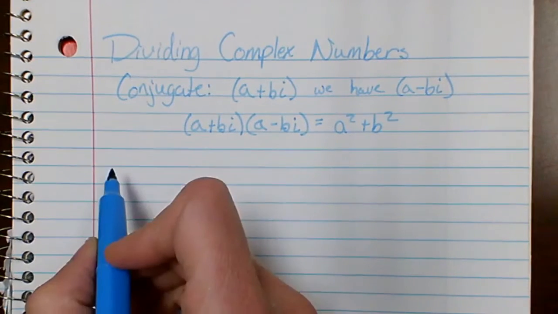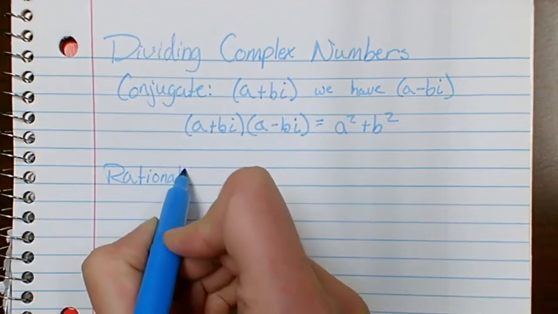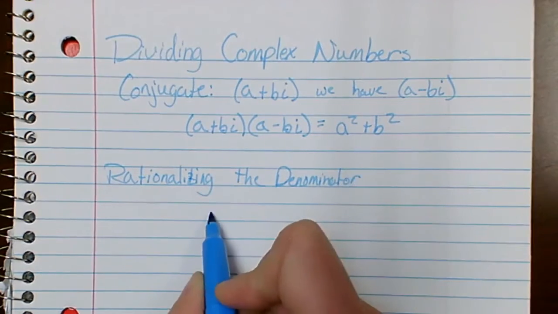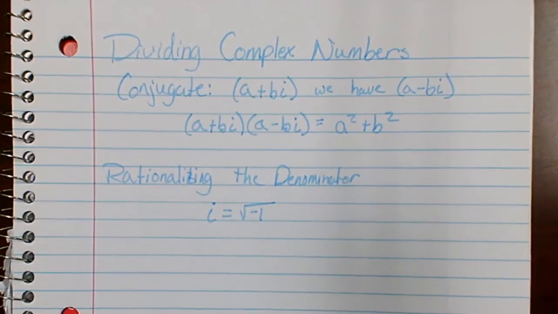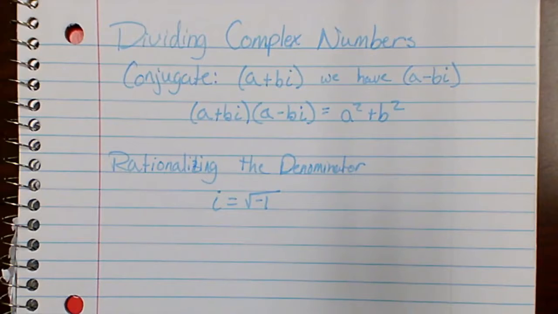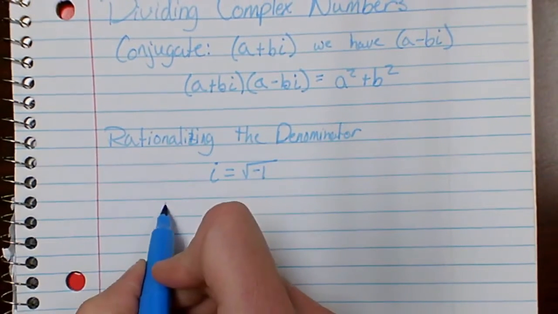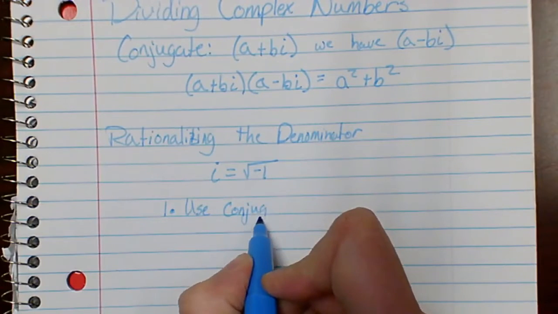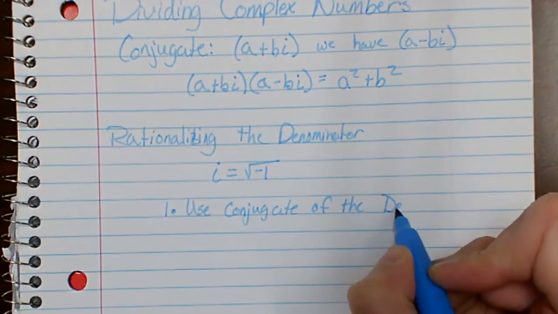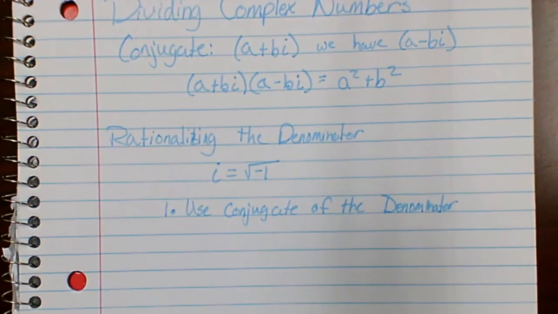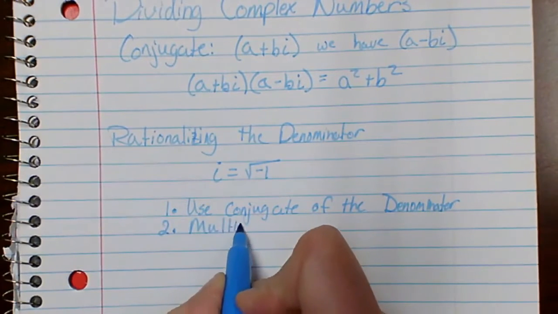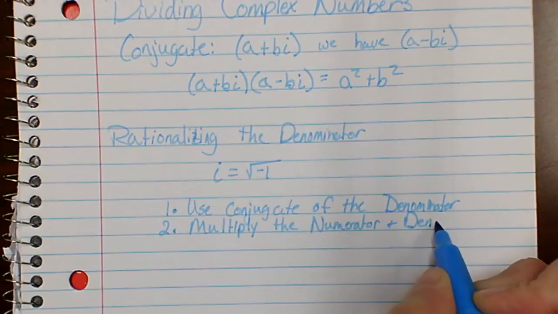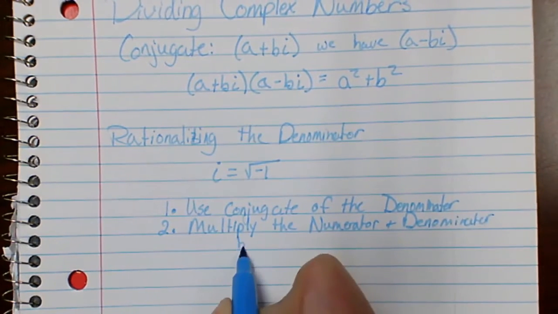When we divide complex numbers, we're actually rationalizing the denominator, because i is the square root of -1. So essentially when we have an i in the denominator, we have a square root of -1. So when we rationalize the denominator or divide complex numbers, we use the conjugate of the denominator, or find the conjugate of the denominator, and multiply the numerator and denominator by the conjugate.